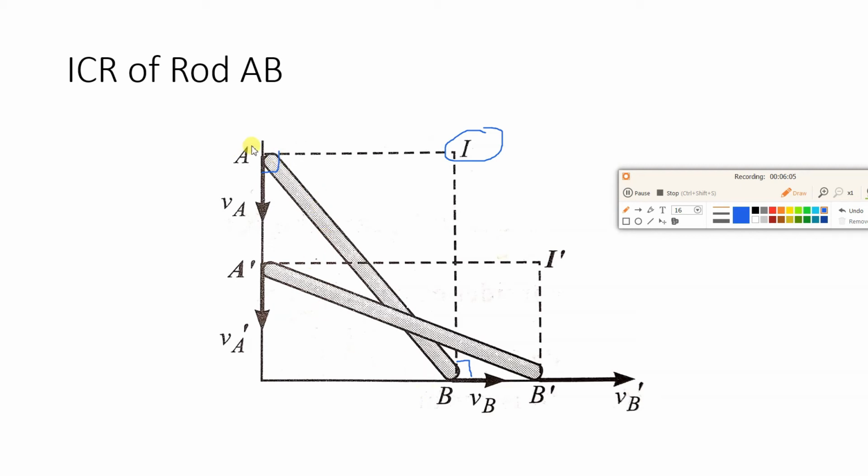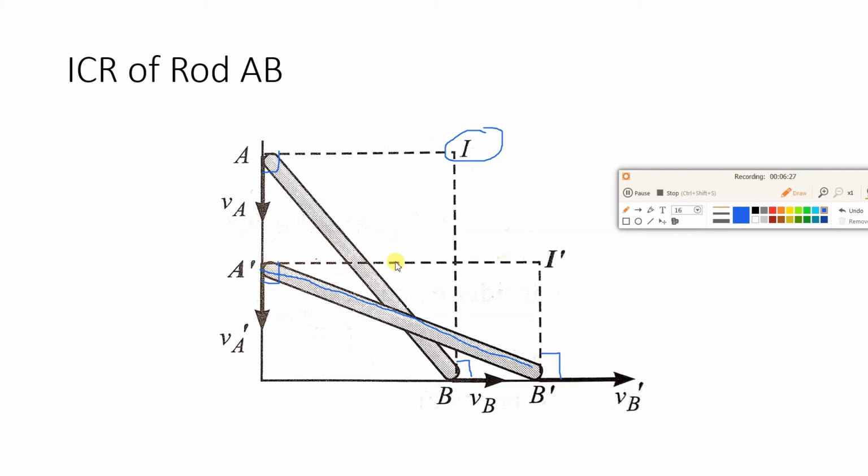Now suppose the rod position is this one, A dash and B dash. So what will be the velocity? It will be VA dash, and point B velocity will be towards the right, VB dash. So again you have to draw a perpendicular to the velocity, this will be perpendicular, and here this will be perpendicular.